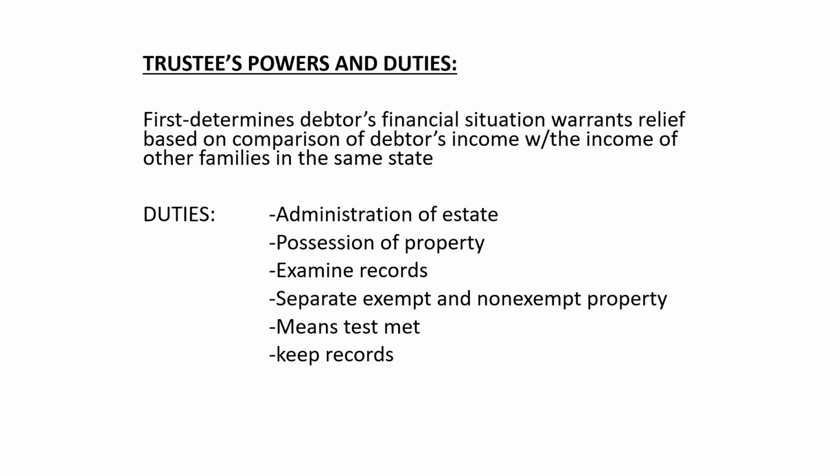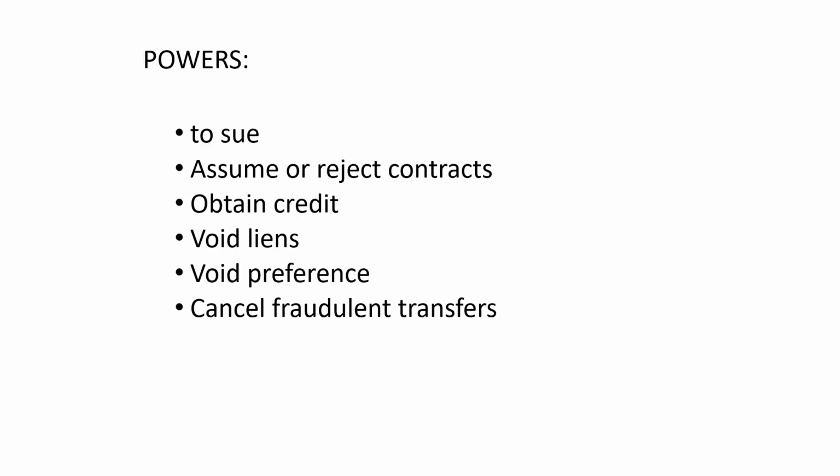They have to be the ones to separate the exempt property from the non-exempt property. They're required to keep careful records of the property and the sale of the assets during the process. So the trustee has a very big job in this proceeding. They also have a lot of power. They have the power to sue and be sued on behalf of the debtor. So they can sue on behalf of the debtor if somebody owes the debtor some money, they can sue to get that or get the return of property. But they can also be sued by those third parties who think that the trustee is abusing their power, overstepping. So they can be sued as well.